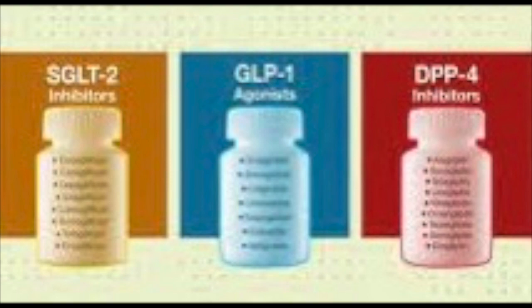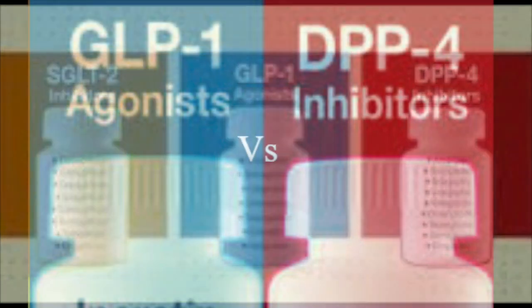Steglatro, ertugliflozin, is a SGLT2 inhibitor approved by the FDA in 2017. It is effective for type 2 diabetes patients and also provides cardiovascular benefits. Jardiance, empagliflozin, was approved by the FDA in 2014. Farxiga, dapagliflozin, was approved by the FDA in 2014. Invokana, canagliflozin, was approved by the FDA in 2013.